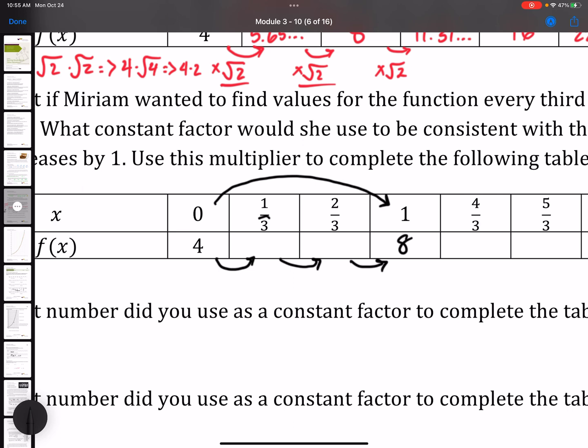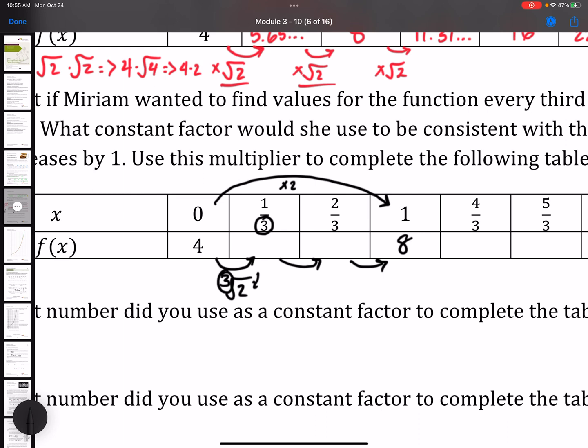Okay, so we're going to put this outside of the radical, and then what would go in here? That would be your multiplier. So we're going from 4 to 8, which is a multiplier of 2. So that's what I'm going to put in here. And then the number of jumps, or the denominator of the fraction, is going to be my radical value.